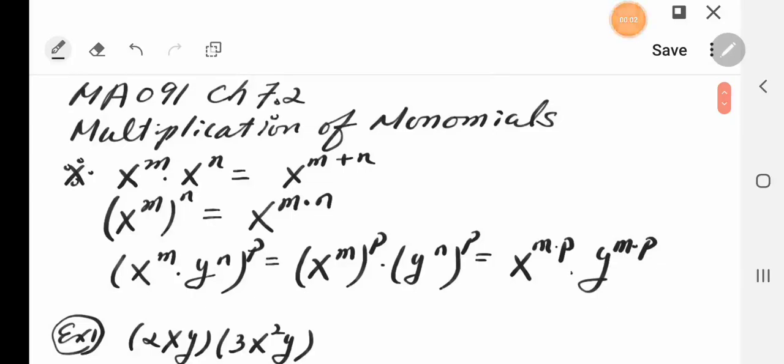Chapter 7.2 Multiplication of Monomials. Okay, in this case we have to learn some properties for this multiplication. The first property is this.